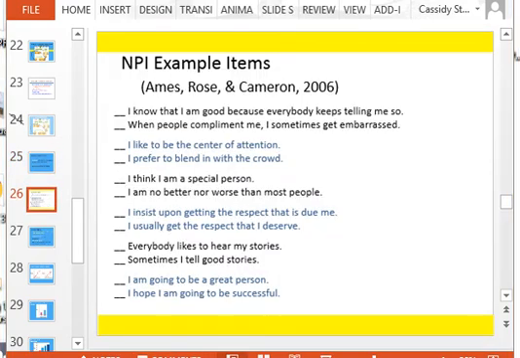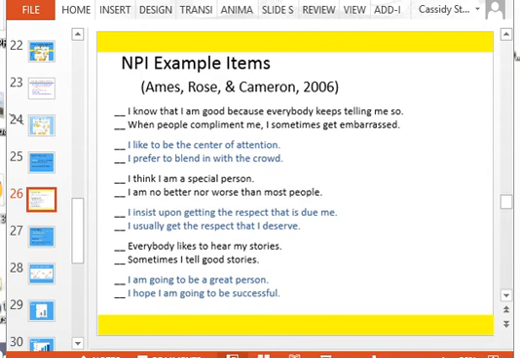So here's a scale which is looking at narcissism, which is done by a few researchers, Ames, Rose, and Cameron. And if we're just looking at these questions here, you're supposed to choose one of the two options. You can look, does this have good face validity, and does it have good content validity? And that means, are the questions actually measuring narcissism, or maybe they're measuring something else? And are they missing components?